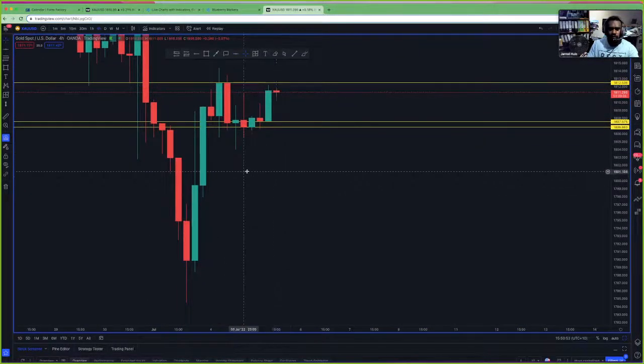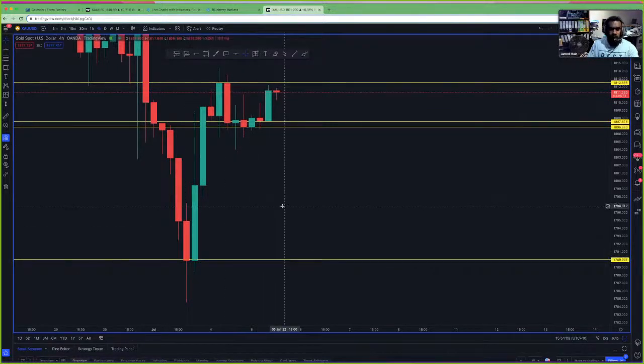And looking at the bottom, if we come below 1806.860, we can potentially retest 1800 and then potentially come down towards this support level area at 1789. So that's what we're looking at.